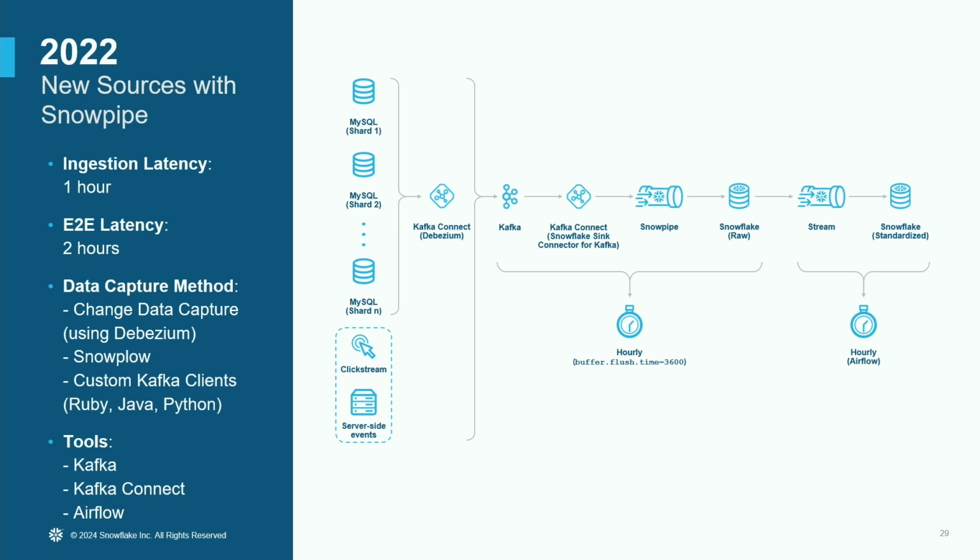So in 2022, we implemented solutions for extracting and loading both our clickstream and server-side event data. For our clickstream data, we use Snowplow to capture and replicate clickstream events from our AppFolio applications into Kafka. And similarly, for our custom server-side event data, we built custom Kafka producers using the SDKs available in Ruby, Java, and Python to send server-side event data into Kafka.